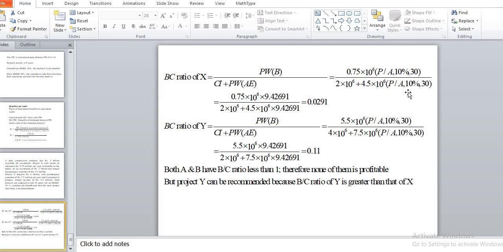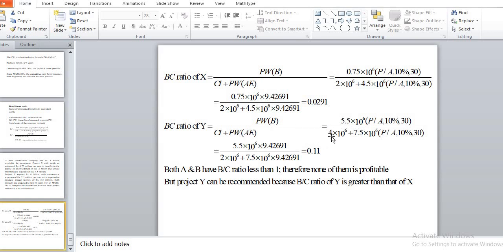In brackets, this is the annual present worth factor. The operating cost is per year, so this factor is P by A, 10% interest rate for 30 years. Just calculate this value and we will get 0.0291. Similarly, we will find the benefit to cost ratio of Y. Only the amounts change; with the same formula we can find it.